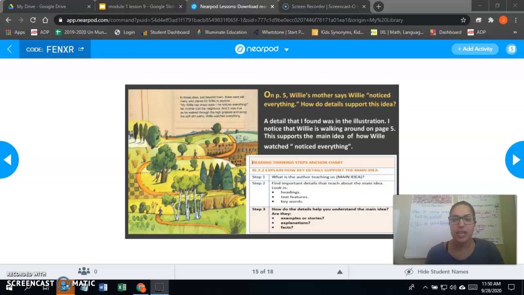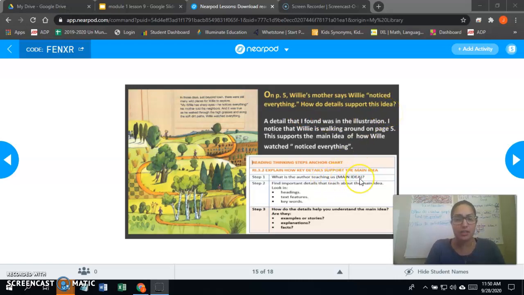Hey guys, so today I am going to show you how to answer a question when we go do our independent work today using the thinking steps. So step one is, what is the author teaching us, the main idea? So it says, on page 5, Willie's mother says, "Willie noticed everything." How do details support this idea?